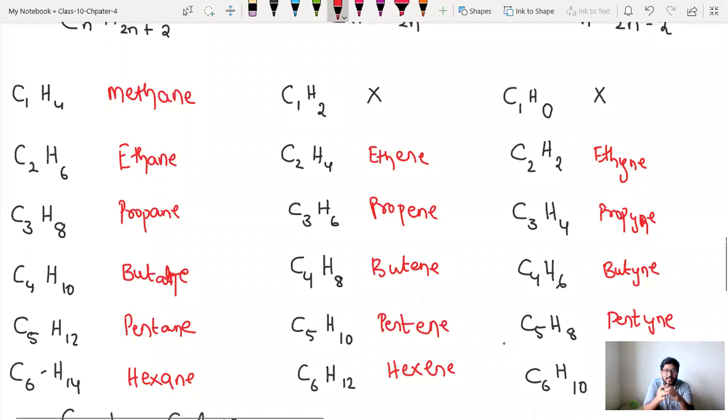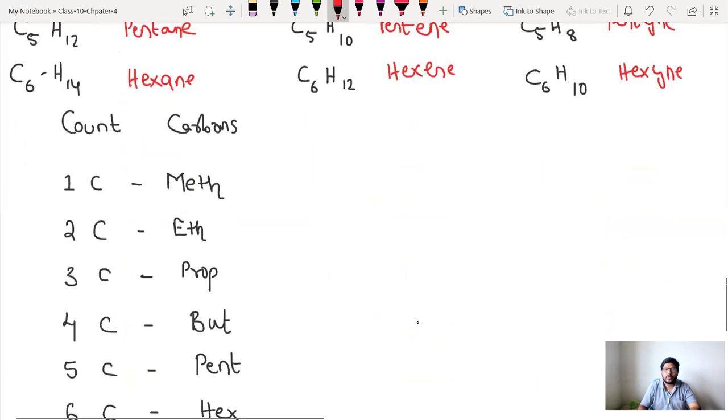This must be present in your running notes. Now let us try to draw structures also for this. Then easily you can understand. Okay. Now if they give a formula, how to write its name?